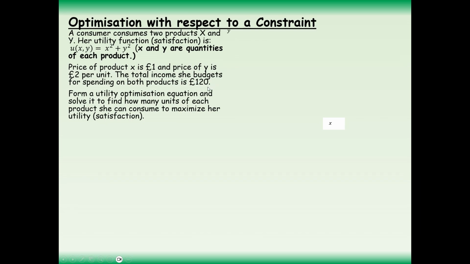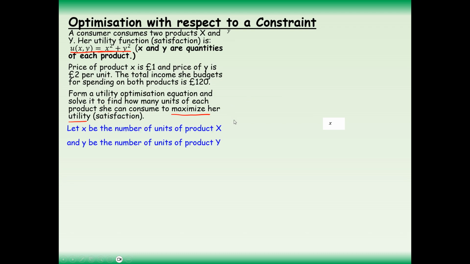Okay, so then we are asked to form a utility optimization equation and solve it to find how many units of each product she can consume to maximize her utility function. So this is the utility function. Now, here's a perfect example where you have two variables in the function. And the point of this example is that we have a budget constraint.